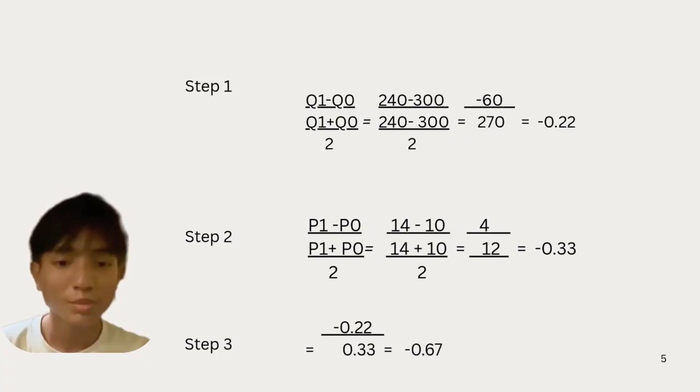Divide the result from step 1 by the result from step 2. CPED is negative 0.22 divided by 0.33, which is about negative 0.67. Final result, the cross-price elasticity of demand is negative 0.67.